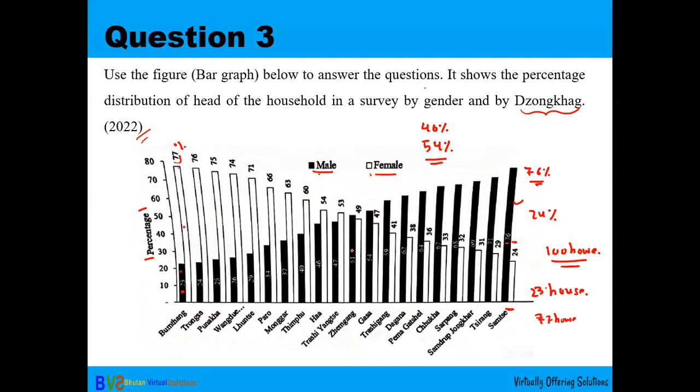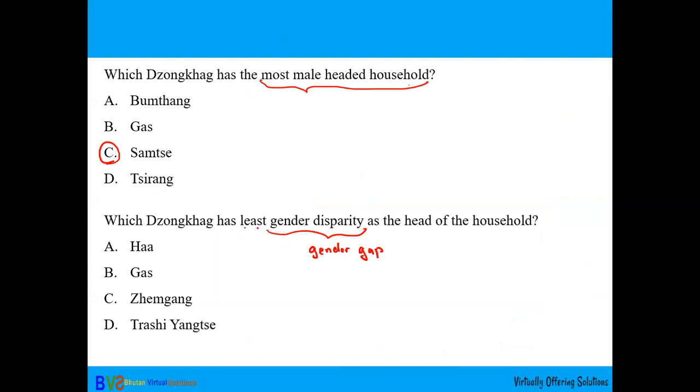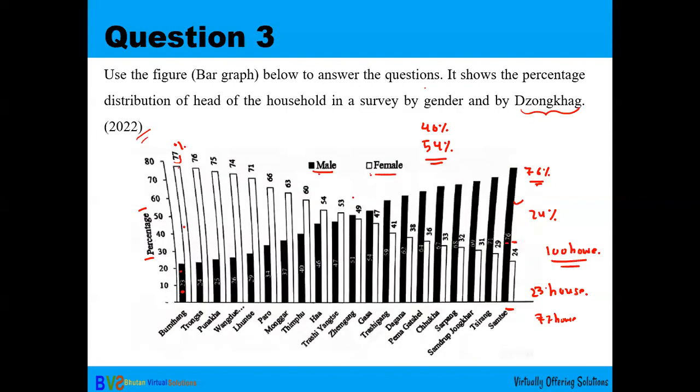Any questions? Next: which state has the least gender disparity as the head of the household? Less gender gap means what? How will you find that?